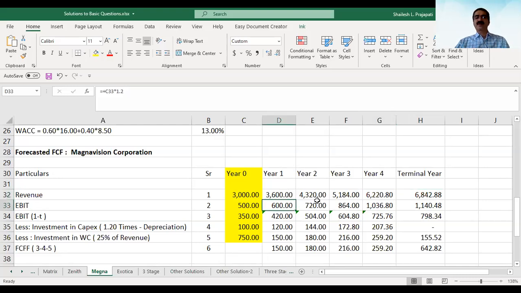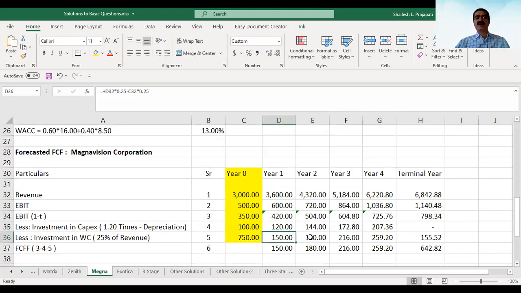We'll apply the same percentage over here also everywhere, and here it will be 10%. EBIT will be the same, 1 minus T, so it will be 0.7. Investment will go on 1.2 times every year, so it will be 100, then 1.2, then 1.44, then 1.72, then 2.07. Working capital is growing incrementally at 25%.